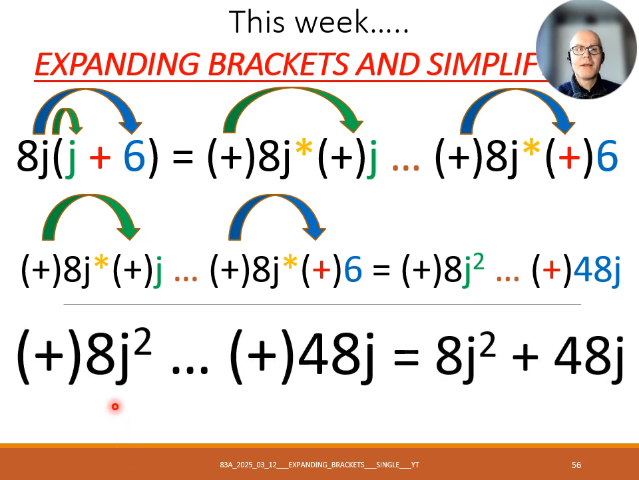Drop the positive sign from the 8j squared, start our answer with 8j squared, change the positive sign from the positive 48j to add 48j. That's our answer. 8j squared plus 48j.